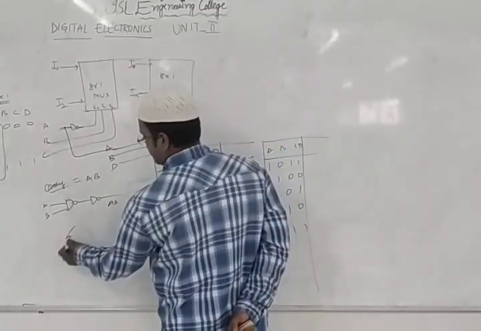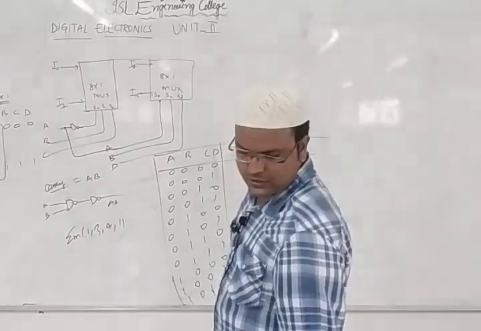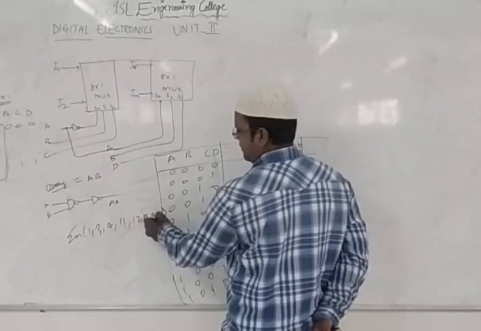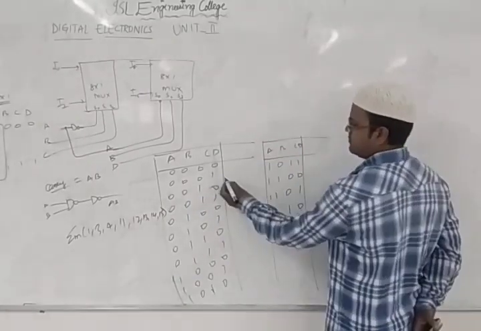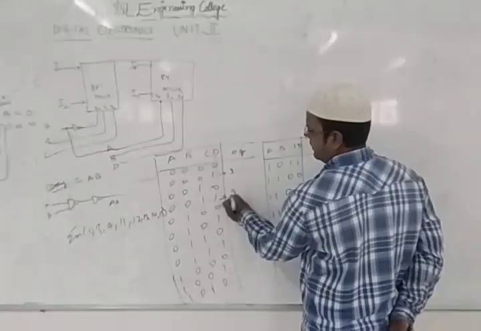So in the question, summation of 1, 3, 4, 11, 12, 13, 14, 15. 12, 13, 14 and 15, right? So these are the given values. So this is 1, this is high, this is your output. Next 3, this is high, this is 1.